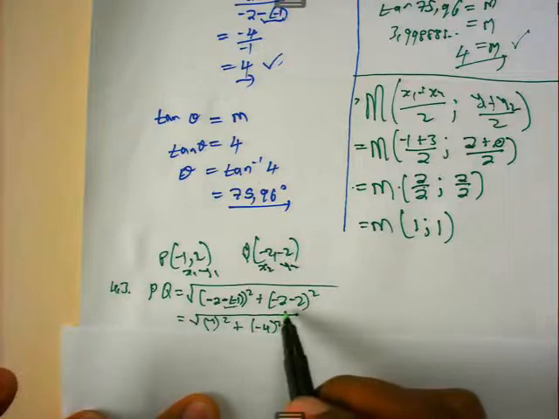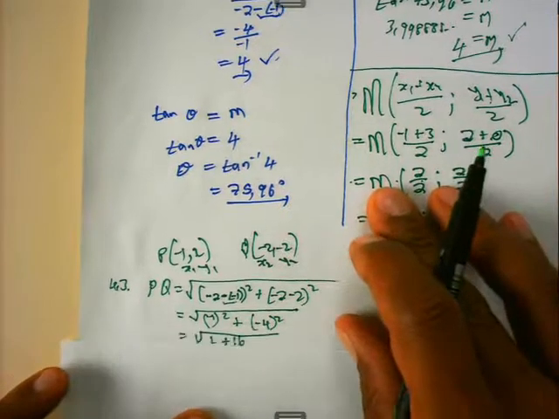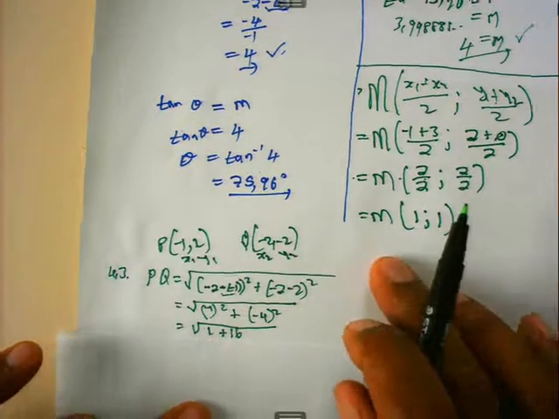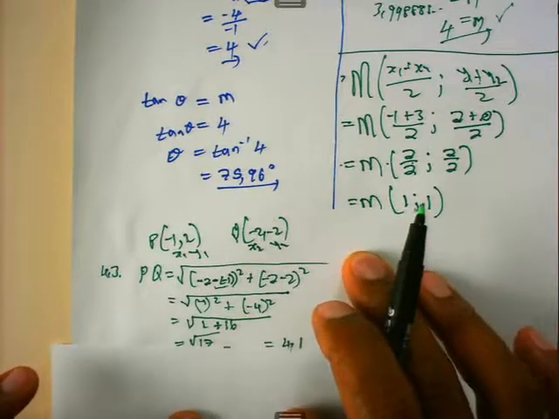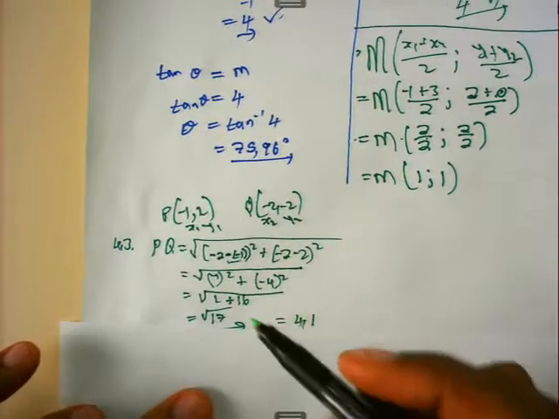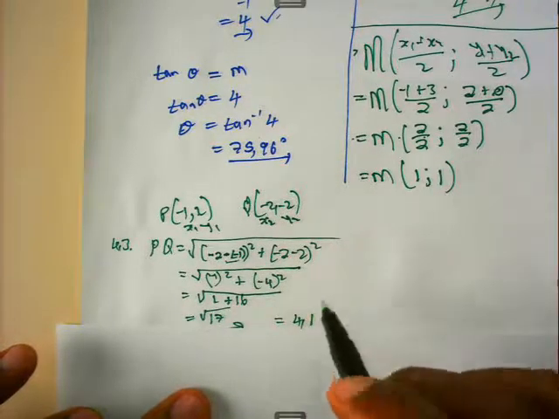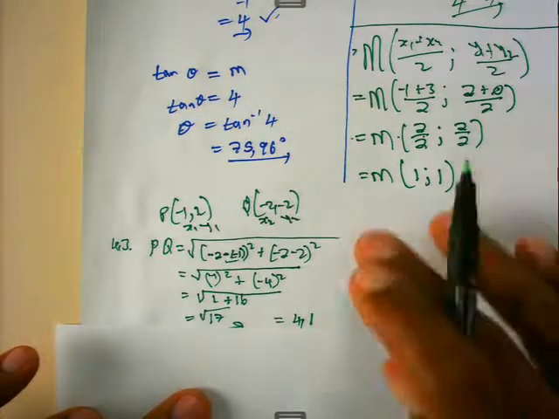The same applies on this side. Minus 2 is a negative 4. Right, of course, negative 1 squared is a positive 1, and negative 4 squared is a positive 16. Right, when you add the 2, you get the square root of 17, which is more or less 4 comma 1.